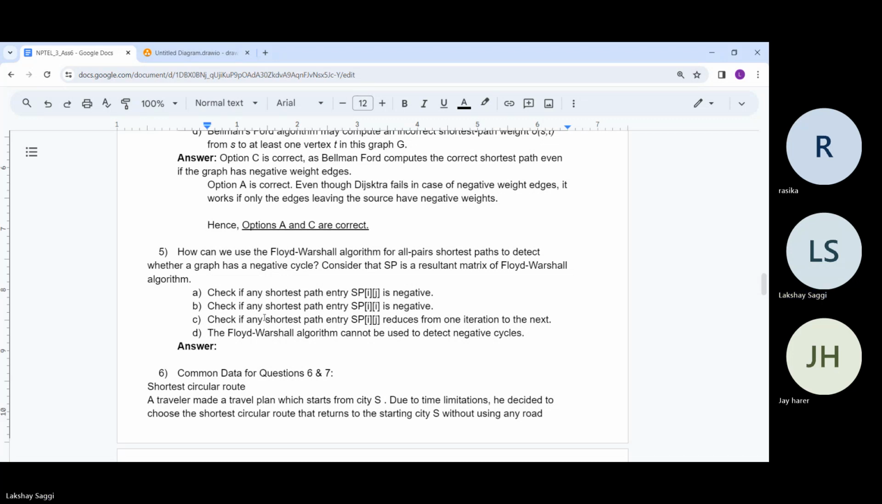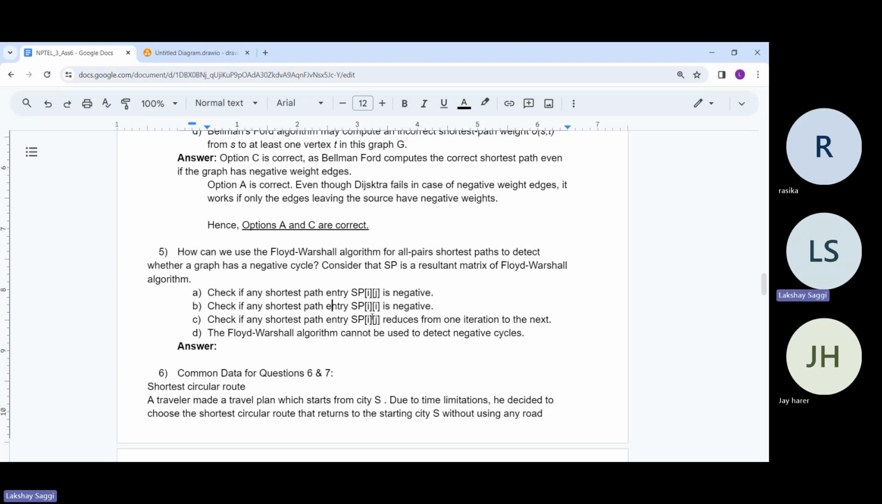Okay, so sorry guys. No one has written anything in chat. So actually, Floyd-Warshall is used for detecting a negative cycle, and the problem asks us how we actually detect it. If we want to find a negative cycle, a cycle starts from the same vertex and ends at the same vertex, right?